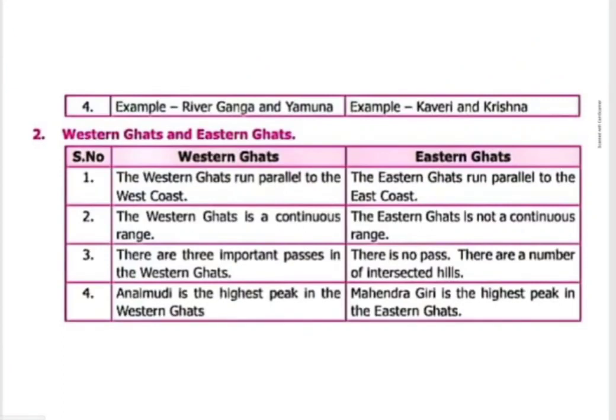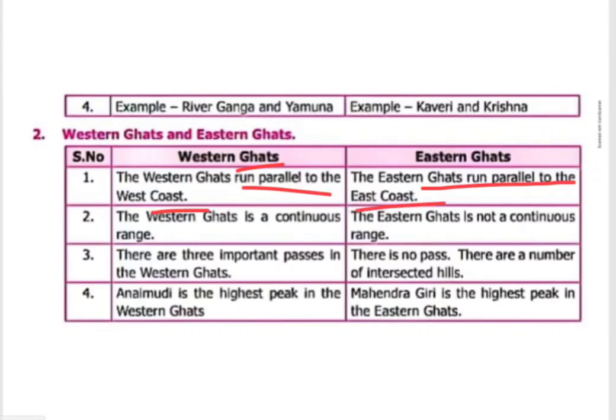So Western Ghats run parallel to the west coast. At the same time, Eastern Ghats, Ghats, like that we have to pronounce, children. We should not say gate. Western gate, like that you should not say. Western Ghats run parallel, in the sense equal. Parallel in the sense, what's the meaning? Equal to the western coast. At the same time, Eastern Ghats also run parallel to the eastern coast.